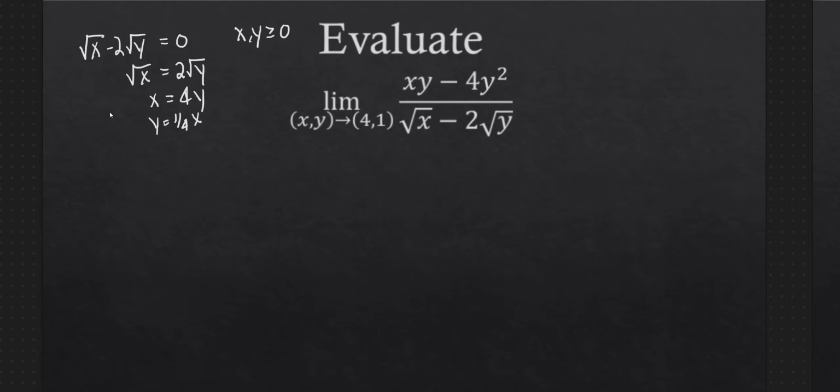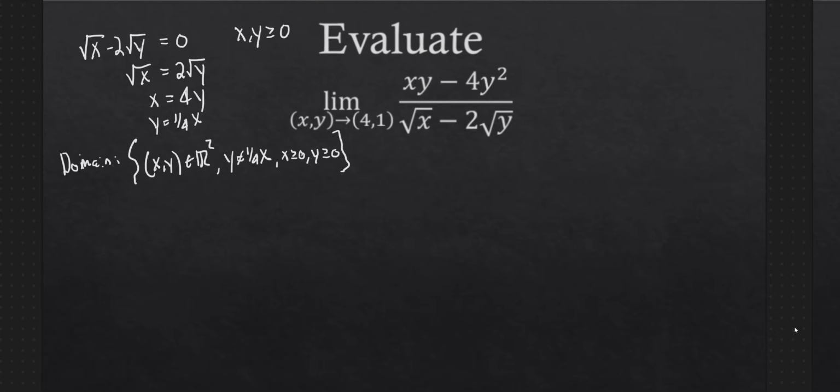So what's my domain? Well, it's all points x, y in R2 such that y is not equal to 1/4 x, and we have x greater than or equal to 0, y greater than or equal to 0. So there's my domain. And notice this point, the xy goes to 4, 1. So if I investigate 4, 1, that is not in the domain.